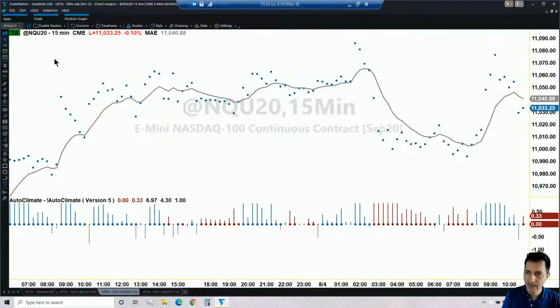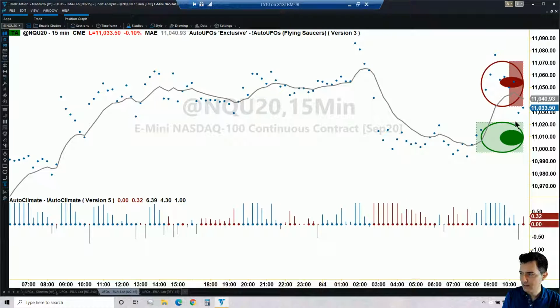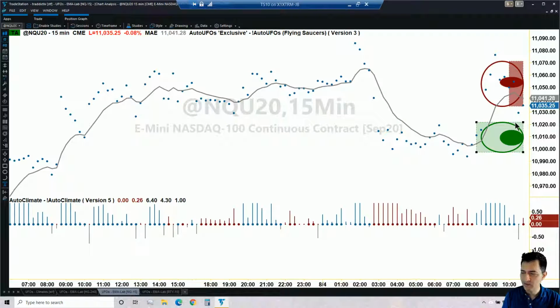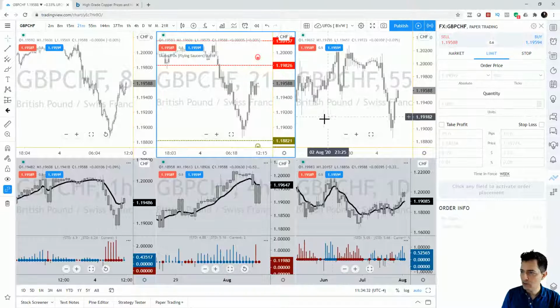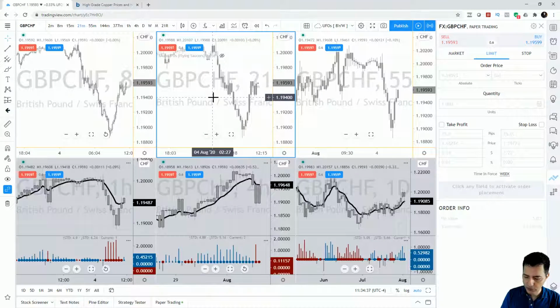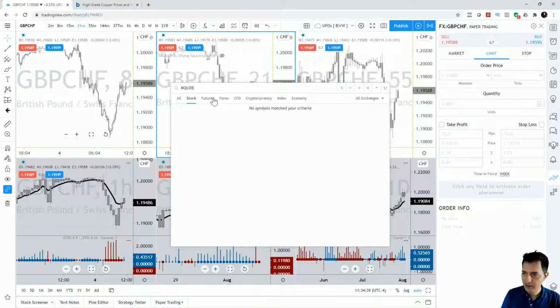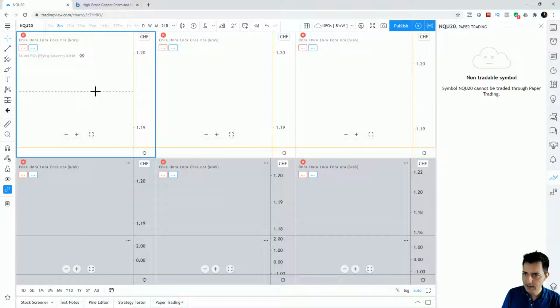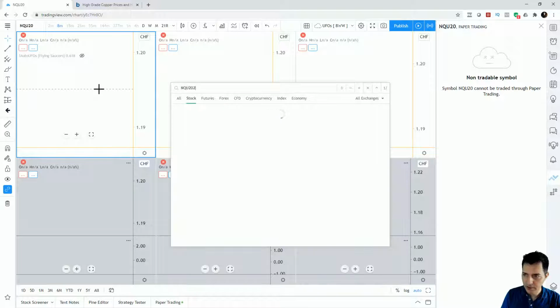So let me go ahead and load AutoUFO on the 15-minute time frame to find my target. Okay, so my target on the Nasdaq would be here, which is 11,021.5. So let me go ahead and switch to NQU 2020. And it's not a stock, it's futures.